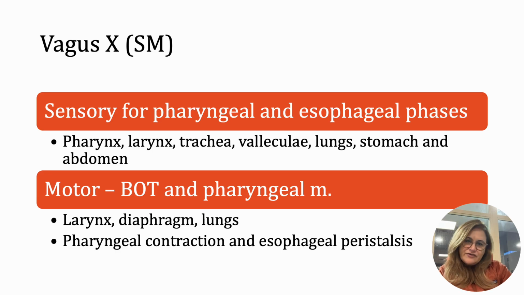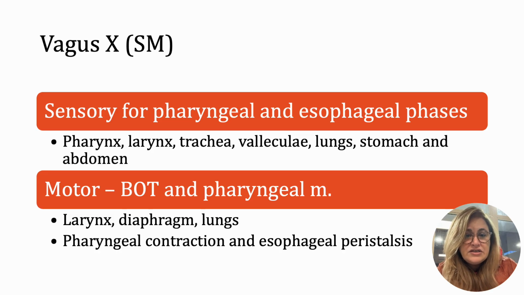Now we move into the vagus. Vagus number 10, that we know is very famous, known for voice and phonation, but in terms of swallowing it is also very important. It's a sensory and motor innervation cranial nerve. And if you think about the sensory component, which phases it is helping, it is the pharyngeal and esophageal phases. Pharynx, larynx, trachea, valvular area, lungs, stomach, and abdomen. All of those sensory thresholds are in charge of cranial nerve 10.